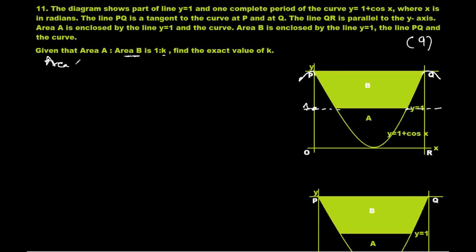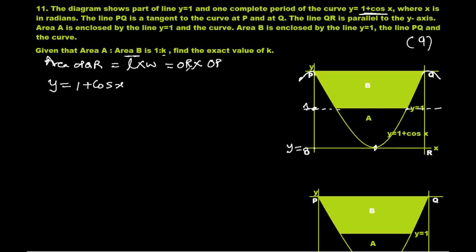Area OPQR will be length times width, correct? So length is OR multiplied by OP. Problem is we don't know what OR and OP are, but they've given it here. y equal to 1 plus cos x is the curve. So can we find when y is 0 here? If I find y equal to 0, I'll find this particular point.